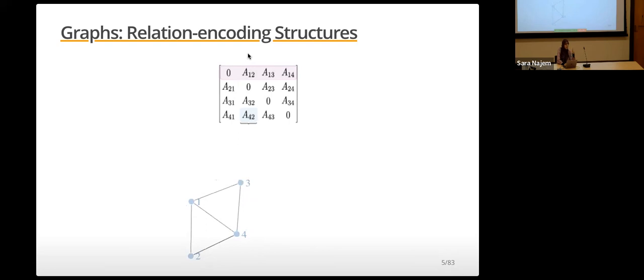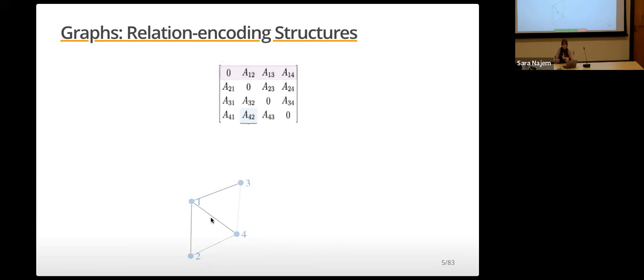So these encapsulate the connections between the different components of the graph. And you can see we have zeros on the diagonal, so there are no self edges, so no loops. So these are the mathematical objects with which you represent graphs.